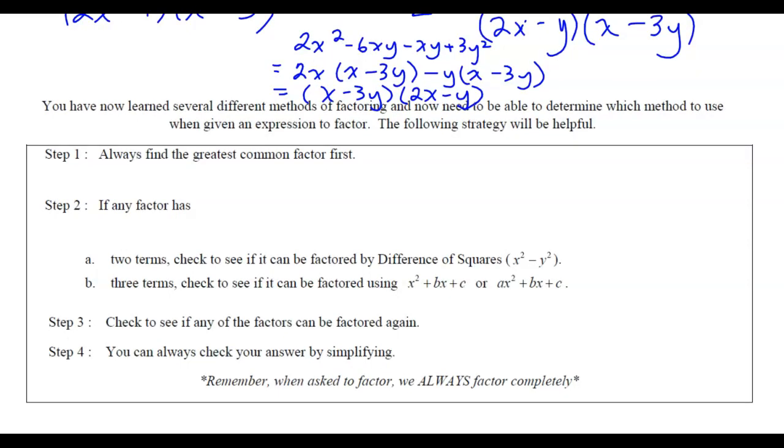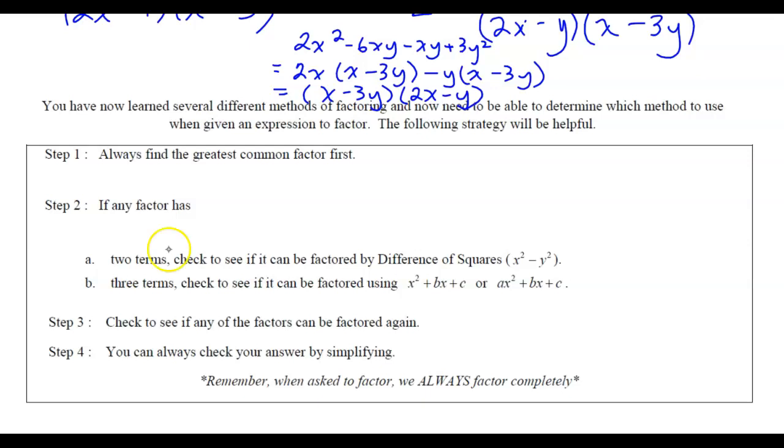So it says now you have learned several different methods of factoring and now need to be able to determine which method to use when given an expression to factor. Here are strategies that are helpful. Always look for the greatest common factor first. If you don't, you could still factor, but at the end there would be something within the brackets that you could factor out, so it would not be considered fully factored.